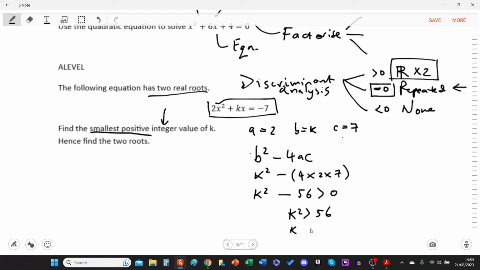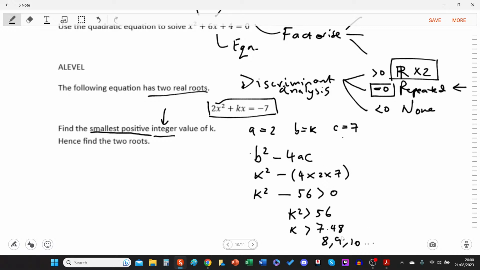So if we square root both sides, I could talk about 64 being the square number that I know is closest to 56, and therefore it must be a number which is slightly less than 8. But if you put it in your calculator, you'll get 7.48. So it has to be an integer, so that's not going to count. So k are all the numbers that are bigger than 7.48. That's 8, 9, and 10, etc. So in this sense, we're using 8.